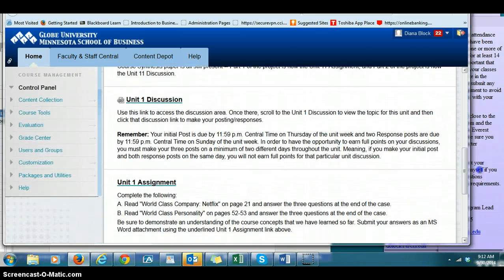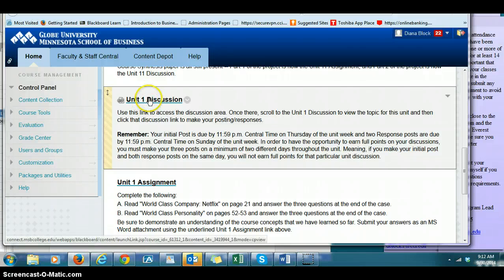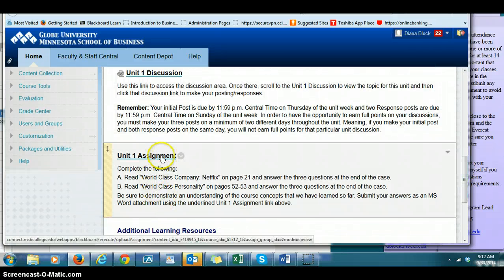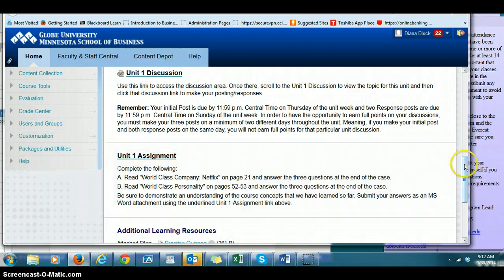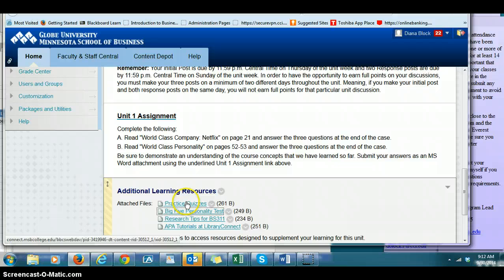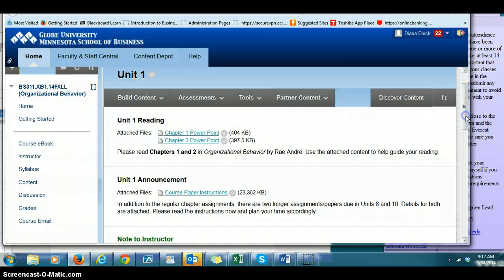Then you will have some discussion every week, so make sure you click into the discussion link each week and participate in the class discussion. And then you will have an assignment each week. These assignments primarily come out of the textbook, but occasionally there will be a written assignment where the question is not directly from the textbook. There are also going to be some additional learning resources. These are going to be great tools to help you understand the course material and to do your best in the class. So let's look at each of these again.